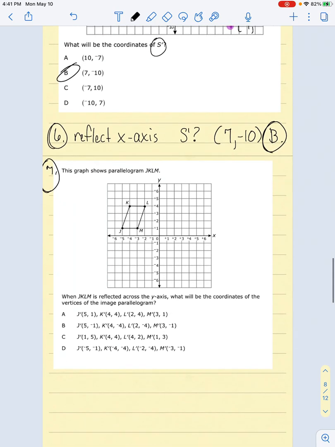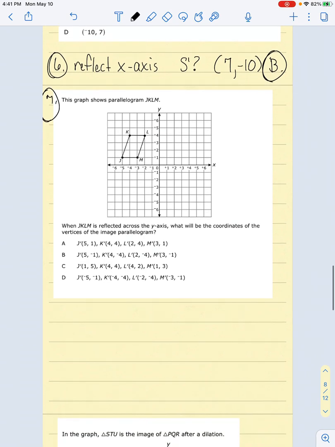So let's do the same thing here. Look at number 7. It says the graph shows a parallelogram. When JKLM is reflected across the y-axis, what will the coordinates be of the vertices? So reflect means I'm going to flip it across the y-axis. So here's my y-axis, okay? And it says, what will the coordinates be?